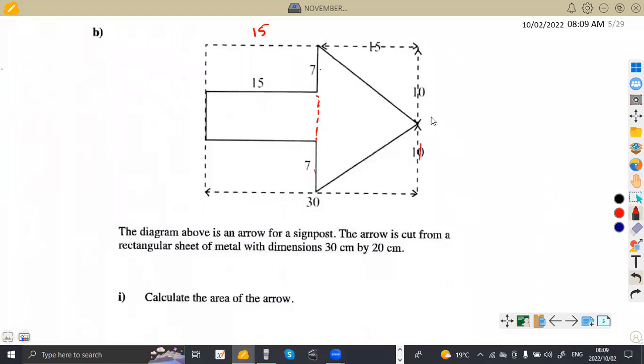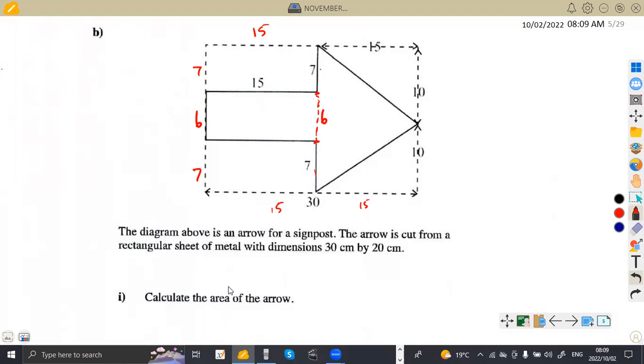14 from 20, what are you going to have? That will be 6. In between here is going to be 6. So I think everything is clear. So this is 6 also. This is 7. This is 7. From here to here, this is 15. This is 15. So just to know, analyze your diagram.